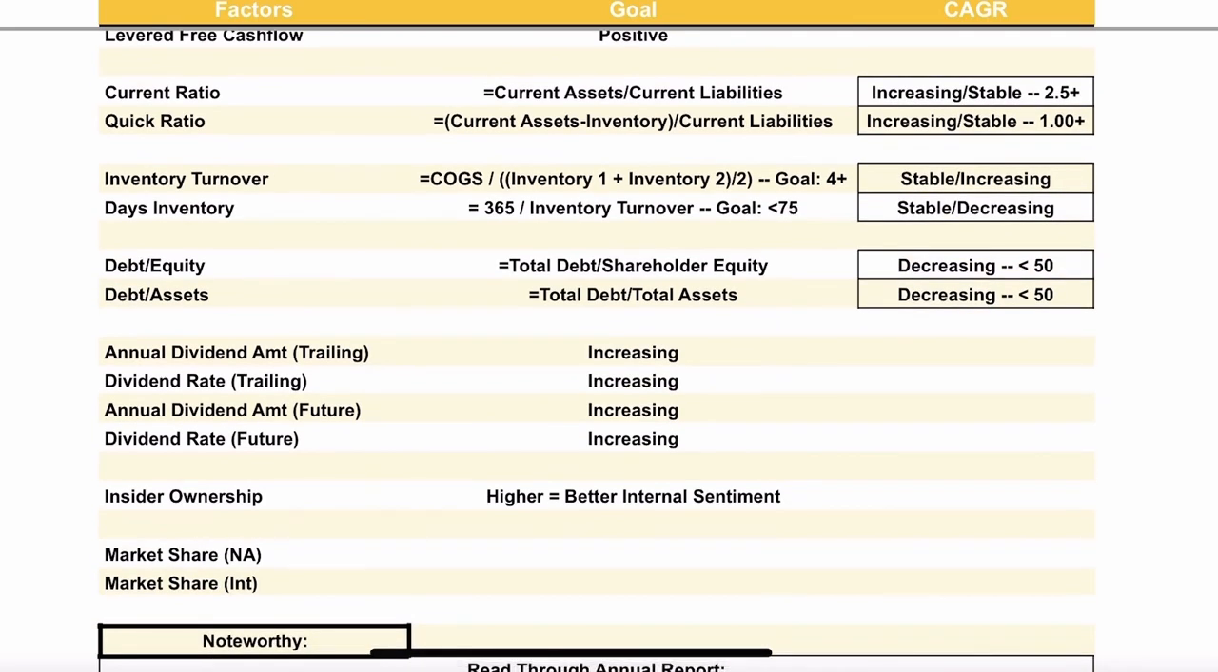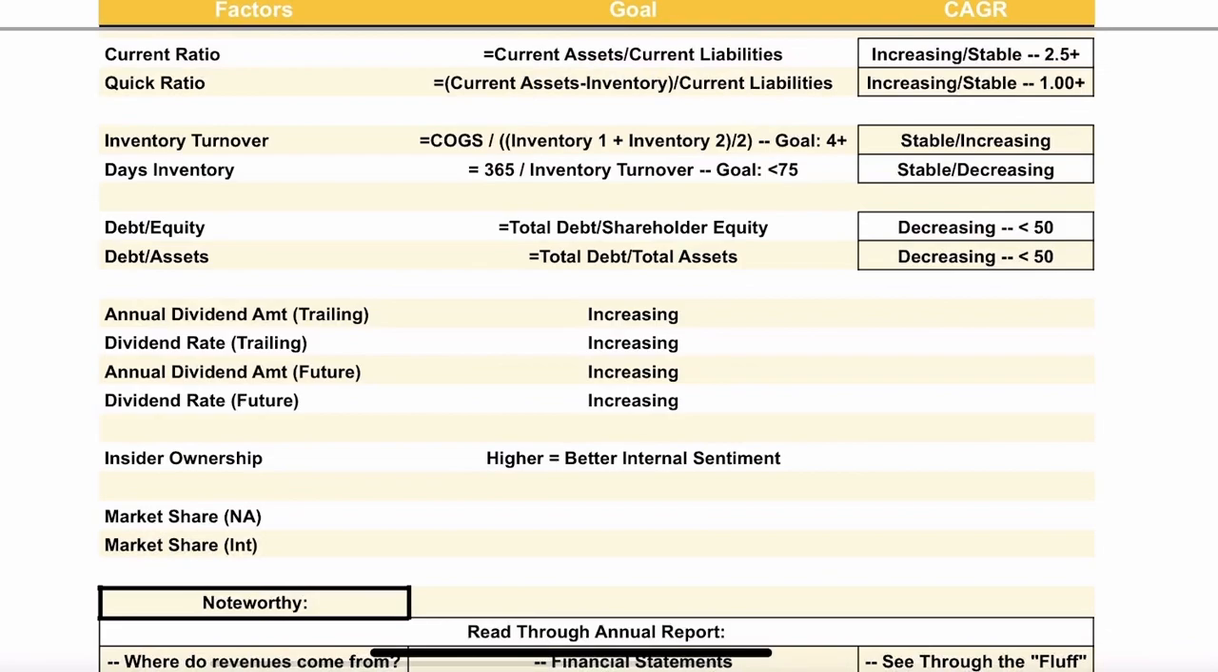Current ratio and quick ratio, and then inventory turnover and days inventory. These are all working capital ratios. Again, these have to do with cash and cash flow, and they're primarily pulled from your balance sheet. Inventory turnover is going to pull from the income statement, but current ratio is just your current assets to current liabilities. That tells you, how liquid is the company. Can they meet their current obligations?